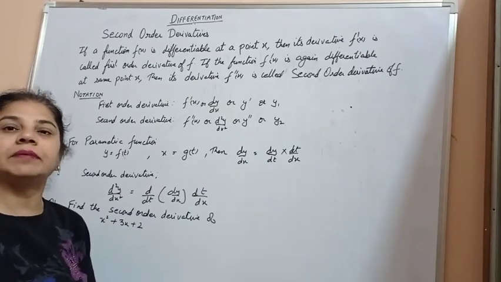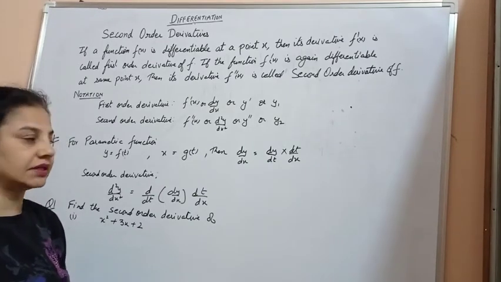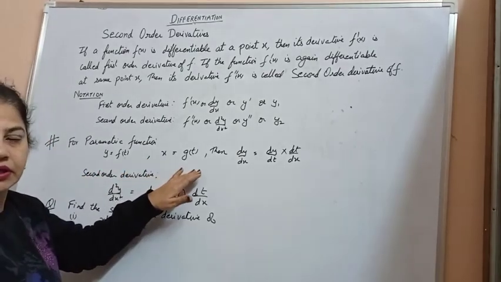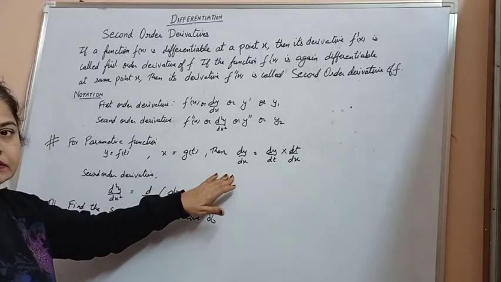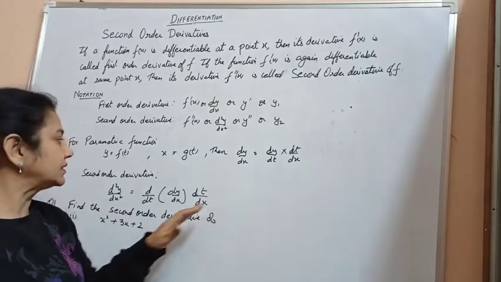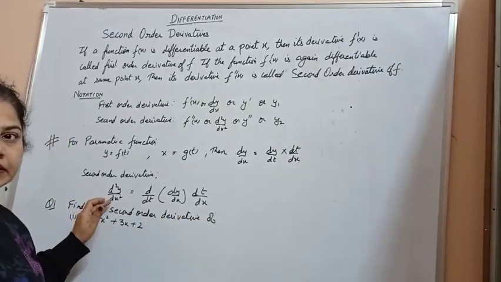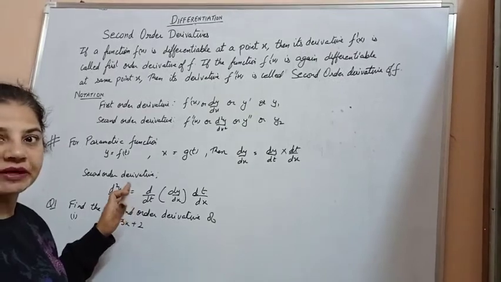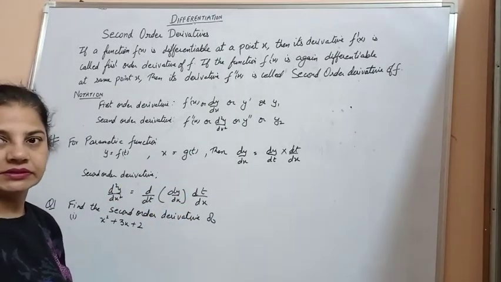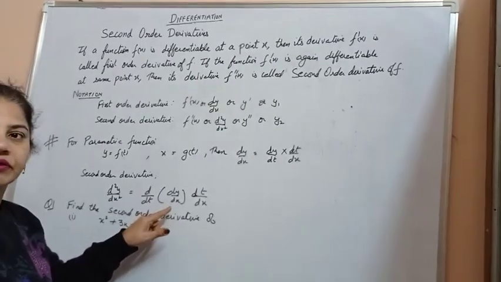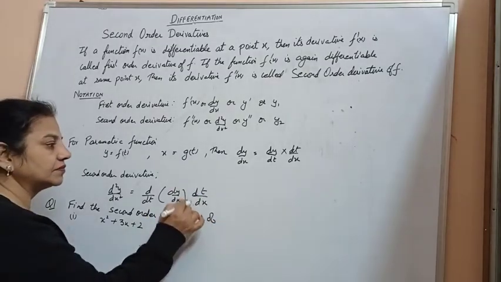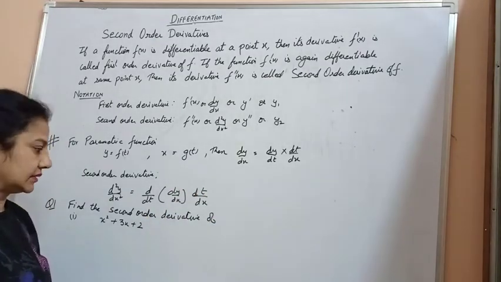If the functions are given in parametric form, say y is expressed in terms of t and x is also a function of t, then dy by dx is calculated as dy by dt into dt by dx. For the second order derivative, d square y by dx square, we differentiate with respect to t the first derivative dy by dx, into dt by dx. So we have the first derivative, and then dt by dx. This is very important to multiply by dt by dx.